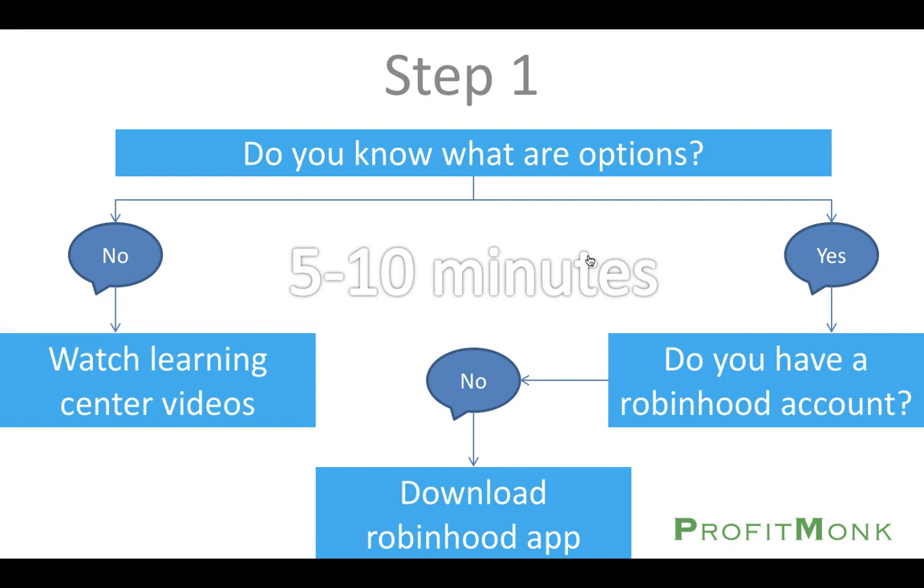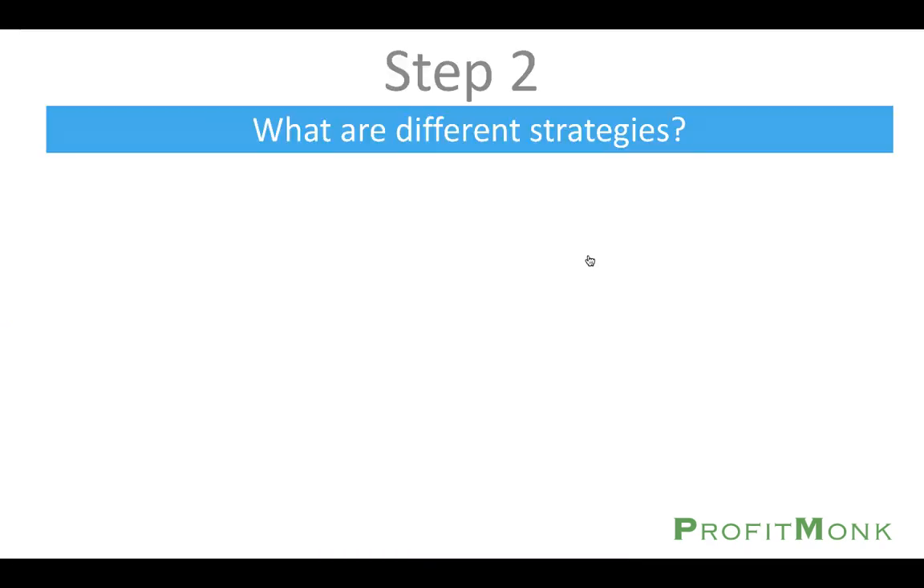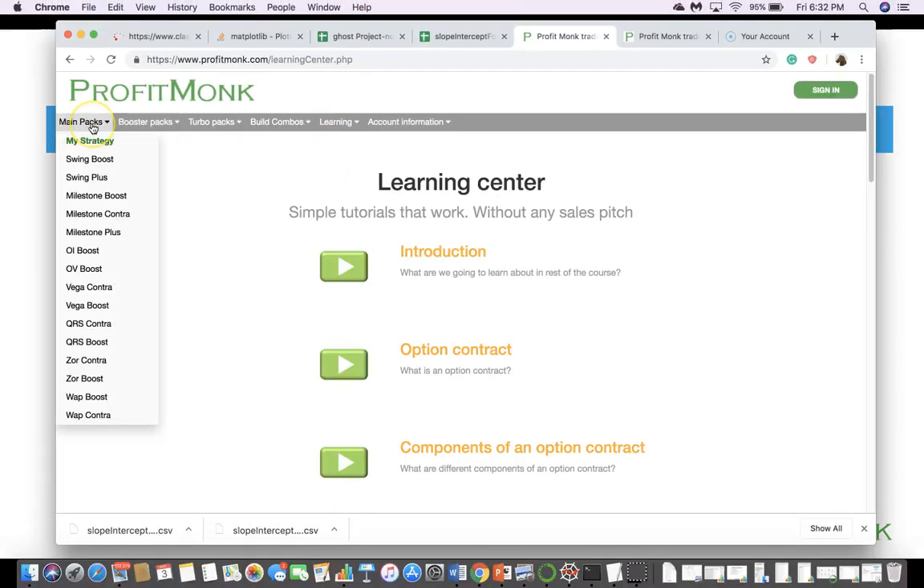So that is the end of step one. Now your account is ready. Step two is to understand the different strategies available on the Profit Monk page. When I use the word strategies or algorithms, I mean the list of things which are here. There are three sections, three packs that you see, and we will talk in a moment about what a pack is. But under each pack you see these different names, and each of these names, swing boost, swing plus, milestone boost, and so on, is what I call different strategies.